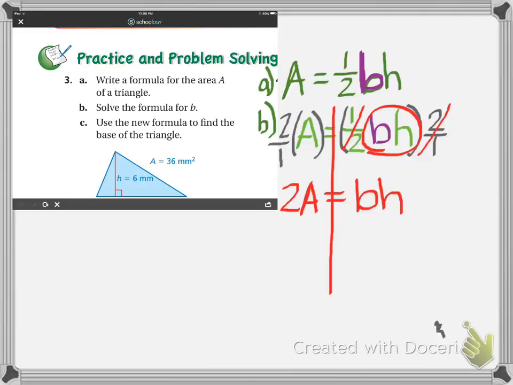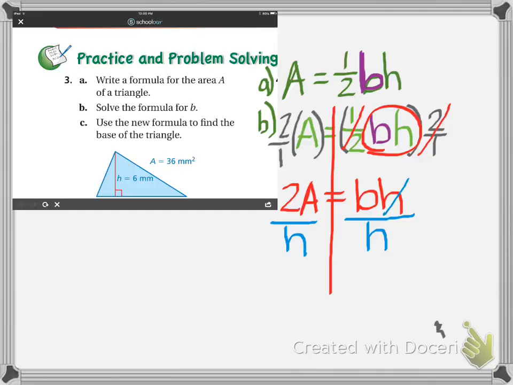The last thing we need to do is get rid of the H because we're solving for B. B and H are being multiplied because there's no sign for an operation in between them. Every other operation would have to have some kind of symbol. So we know they're being multiplied. The opposite of multiplying is dividing. So since we want B by itself, we're going to divide both sides by H.